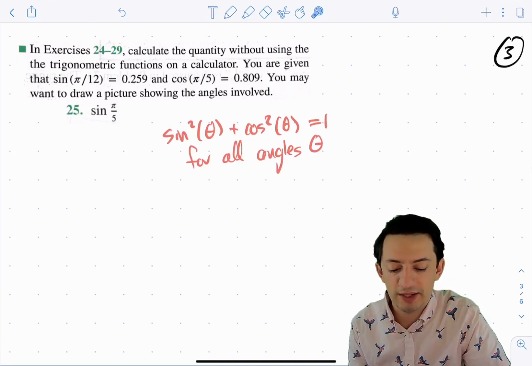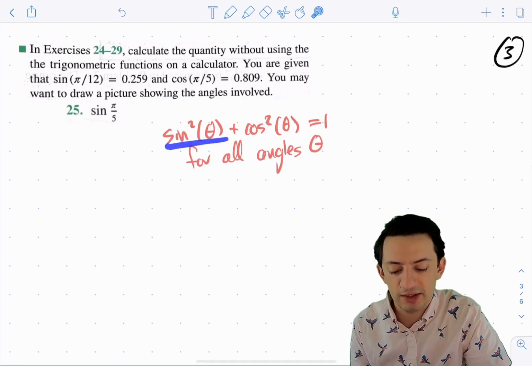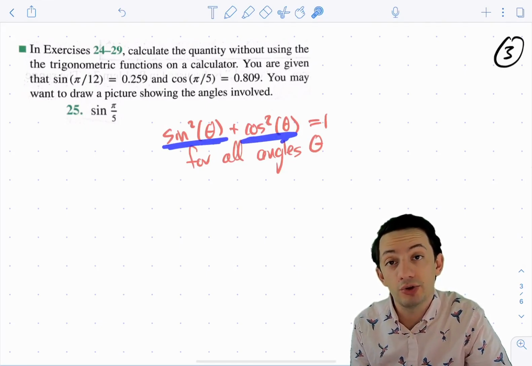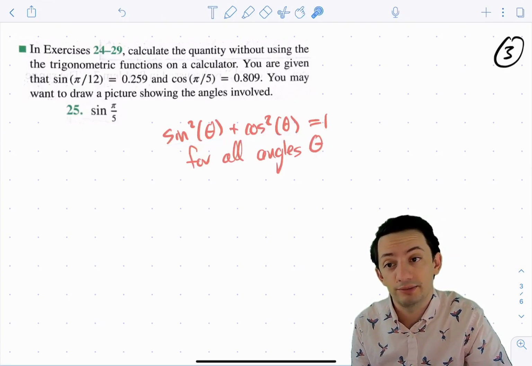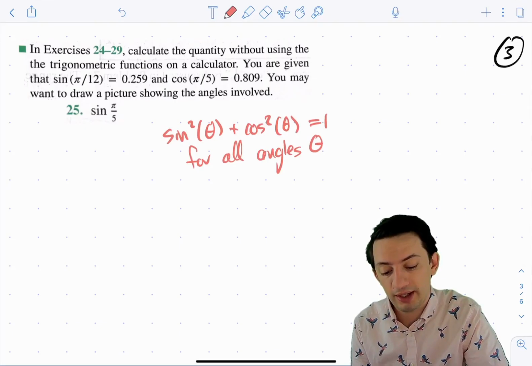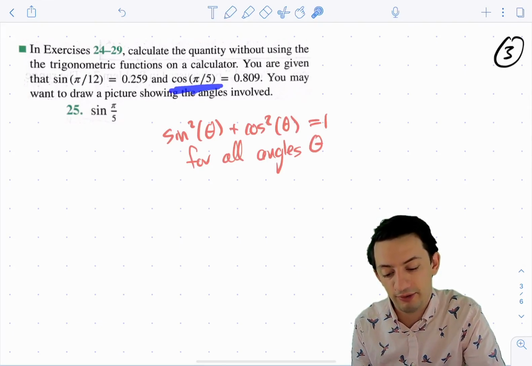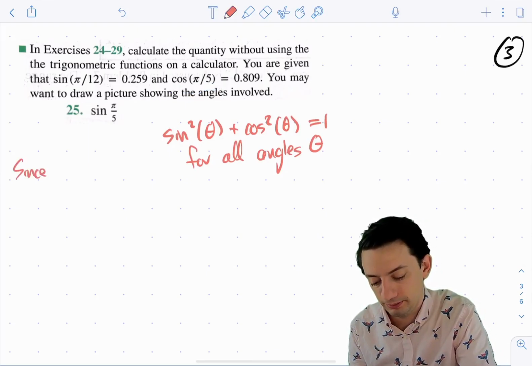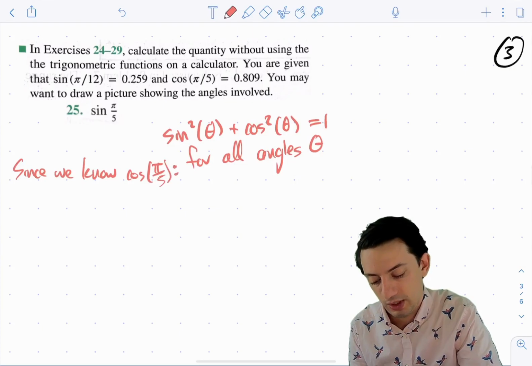So we're going to apply this now. What this really does is it relates sine and cosine. Now they have squareds there, but we know how to undo squares with square roots. So that's what we're going to do. We're going to plug in what we know for cosine. We know cosine of pi over 5. So let's write this. Since we know cosine of pi over 5, we can fill that in.